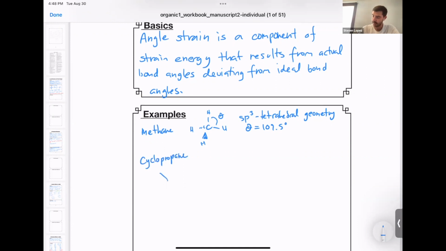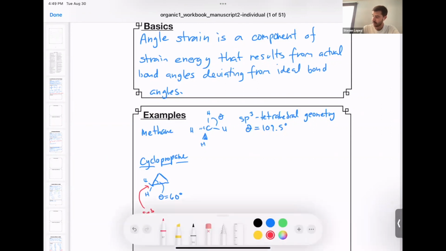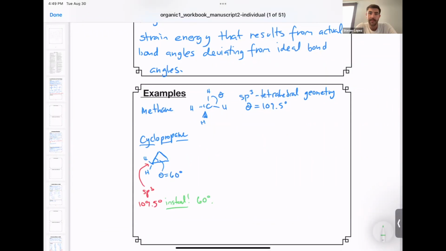Okay, cyclopropane is a cyclic molecule. The ane suffix is used because all of the carbons are saturated. So here, in a simple triangle, we can deduce that this angle is 60 degrees, right? And this carbon has a hybridization that is sp3, which means it should have 109.5 degrees, but instead, it's 60 degrees. And this difference in angle is what's known as angle strain.